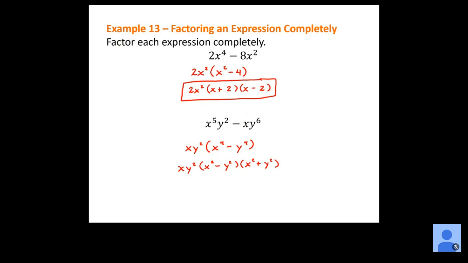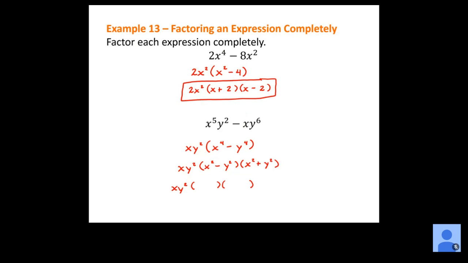Now, be very careful. Always look and make sure that you can't combine any more like terms and you can't factor any further. In this case, we actually end up with another difference of squares because we have x squared minus y squared as one of our factors. So we have to make sure that we continue and factor that even further. So I'm going to keep my x, y squared.